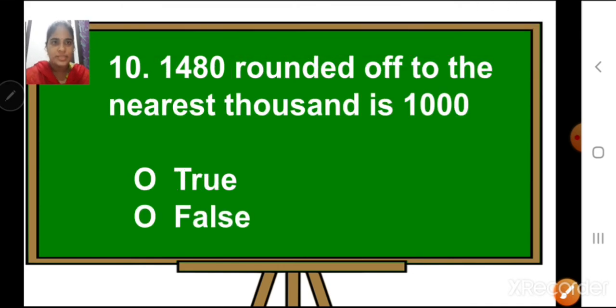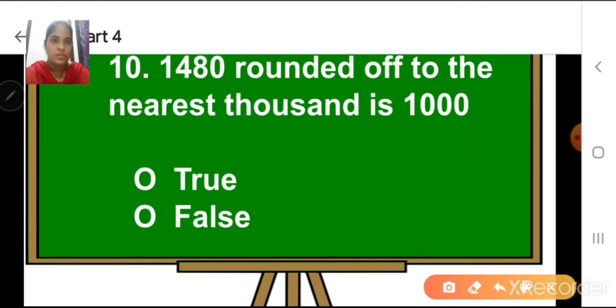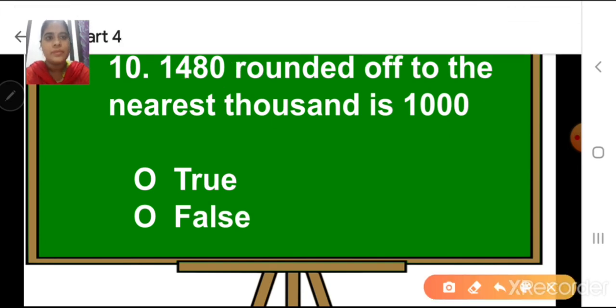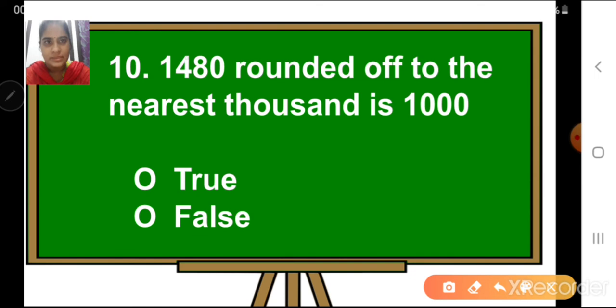Next question is 1480 rounded off to nearest 1000 is 1000. Now if you round off this number 1480, will you get the answer 1000? Come on, let us round off to nearest 1000. So that means we have to look at the number at hundreds place. At hundreds place we have 4.